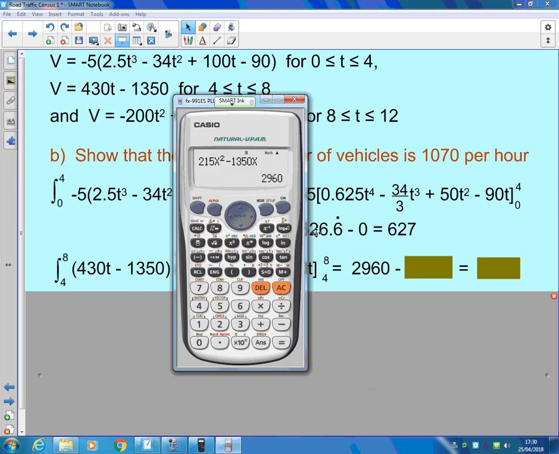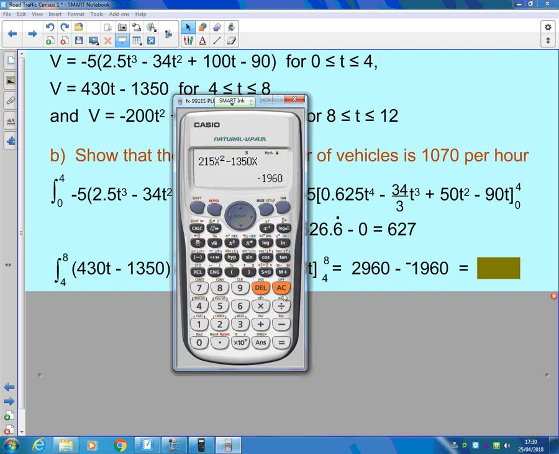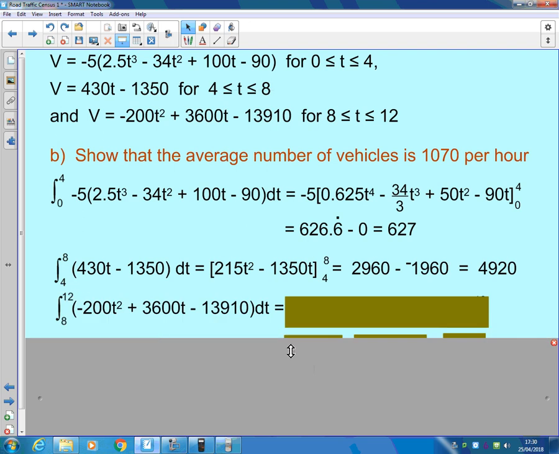Calc 8 equals 2960. Pull it back up again, calc 4 equals minus 1960, so it's 2960 minus minus, so we've got to be careful because minus minus makes it a plus. So when I work that one out, 2960 minus minus makes a plus, plus 1960 equals 4920.